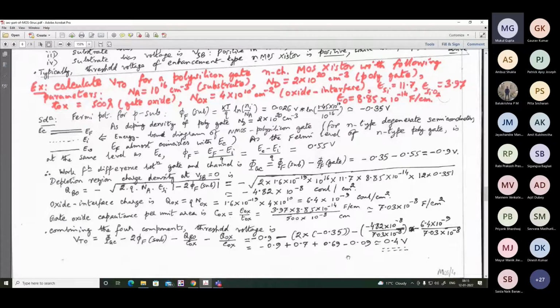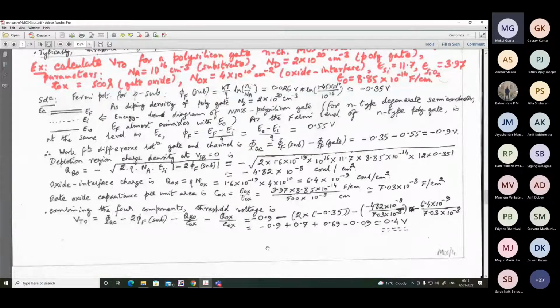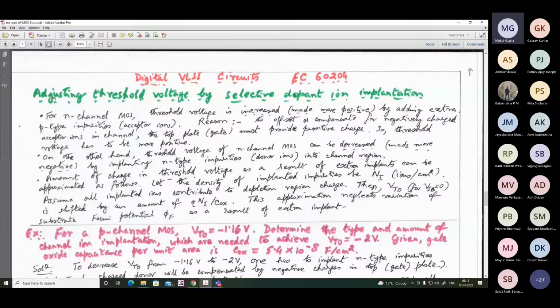Clear? Now, frequently the need arises to adjust the threshold voltage. Okay, that means let us address that point: adjusting the threshold voltage by selective ion implantation. For an N-channel metal oxide semiconductor transistor, the threshold voltage is increased, that means it can be made more positive, by adding additional p-type impurities or trivalent acceptor ions.